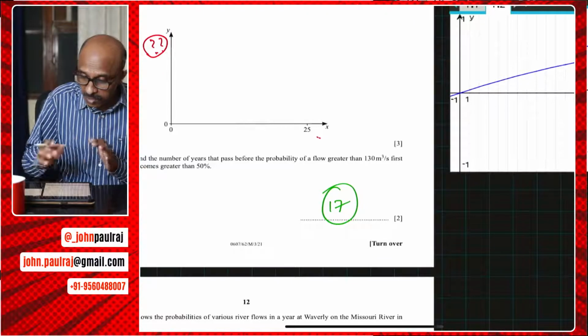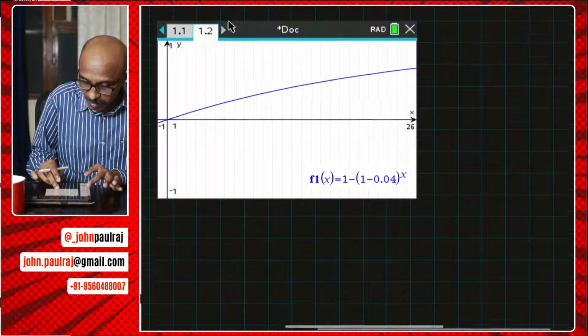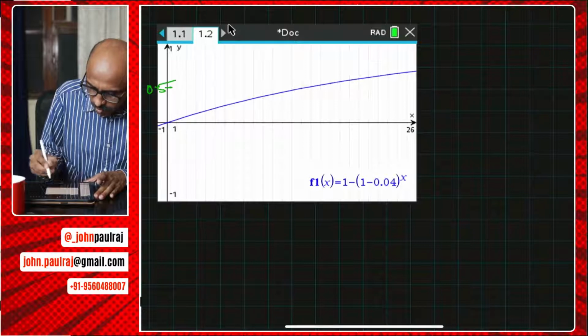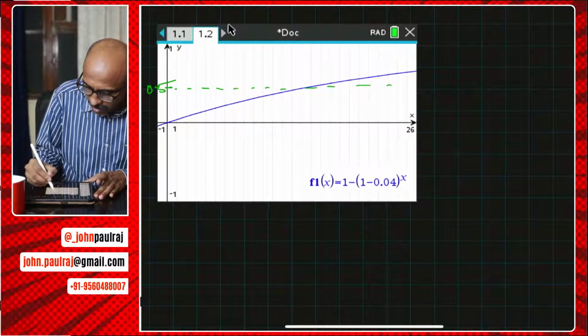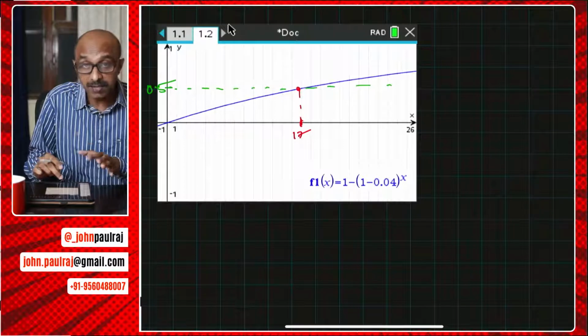How do you show the working? Well, on that graph that you've drawn, I'm coming back here, you need to indicate where is 0.5. If that's 1, obviously 0.5 is here. So you need to draw a horizontal line and show the point of intersection, wherever it intersects, to make sure that that is 17, indicated that way. All right, so that counts as working.